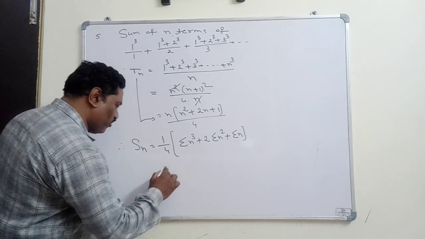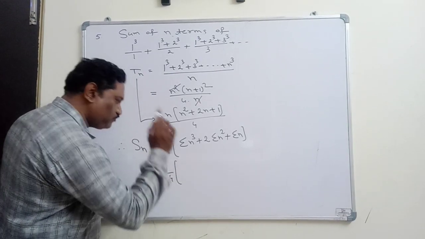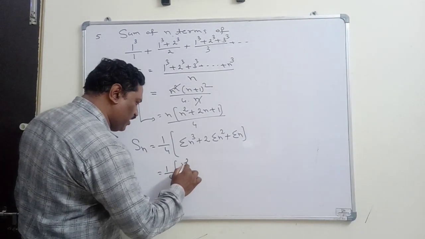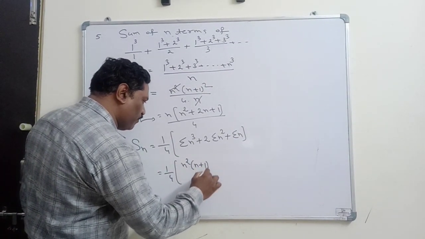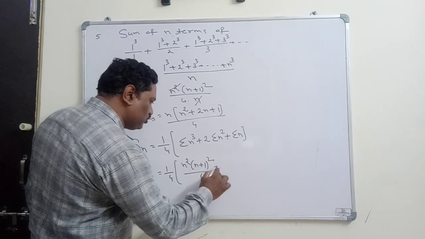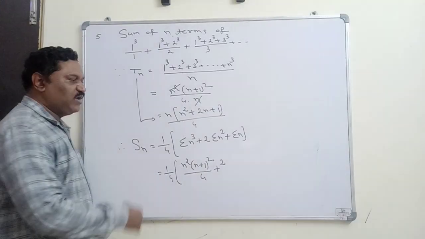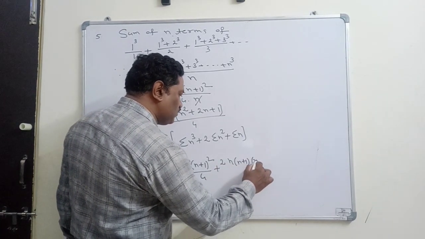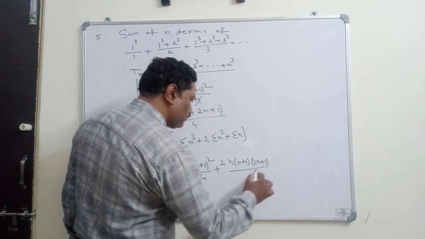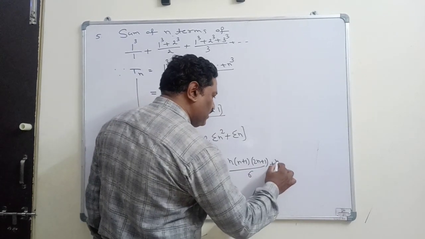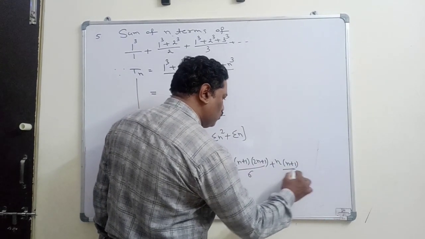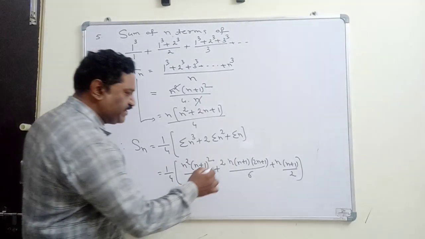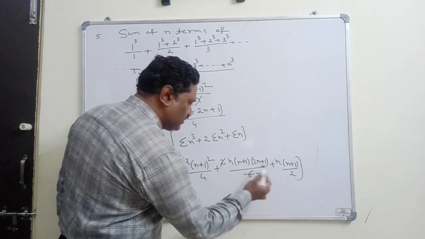So this is 1 by 4 times sigma n cube. Sigma n cube means that is n square into (n plus 1) whole square by 4, plus 2 times sigma n square, that is n into (n plus 1) into (2n plus 1) by 6, plus sigma n, that is n into (n plus 1) by 2. These will be the formulas for that 3. Okay. Now here in the second term, 2 1s are 2, 3 2s are 6, the 2 and 6 get cancelled.